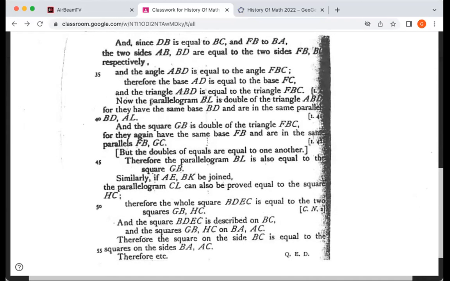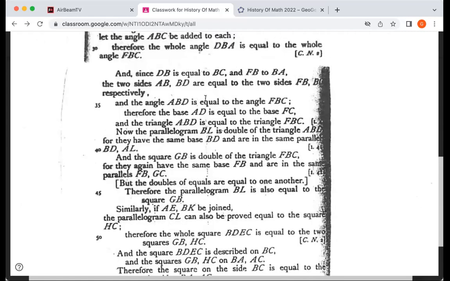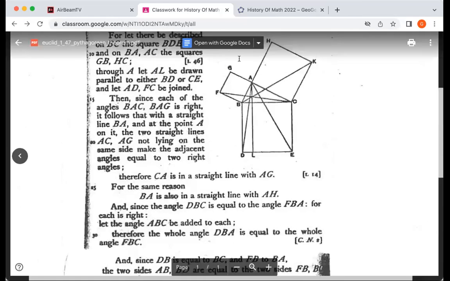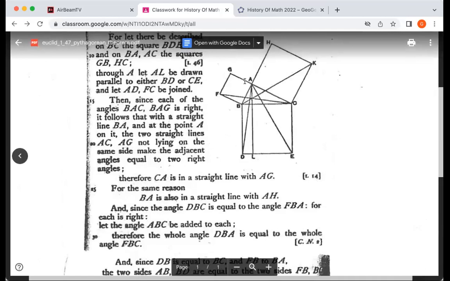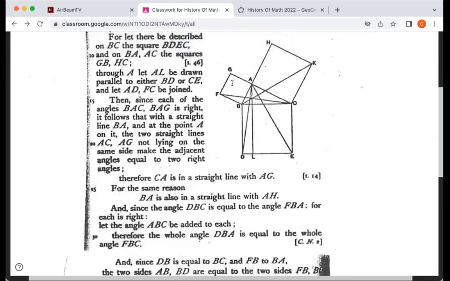Yeah, they call it parallelogram BL. It's a rectangle. They spend all their time proving that the square ABFG is the same area as the rectangle BDL, whatever at this point would be called. And then they don't even do the other part. Then they say at the end, likewise, using a similar argument, this square is equal to this.